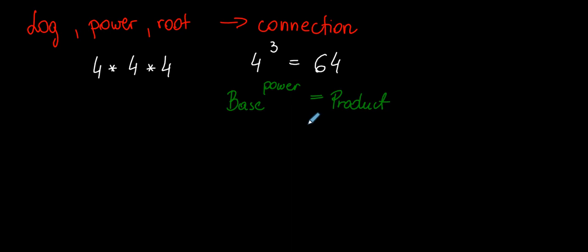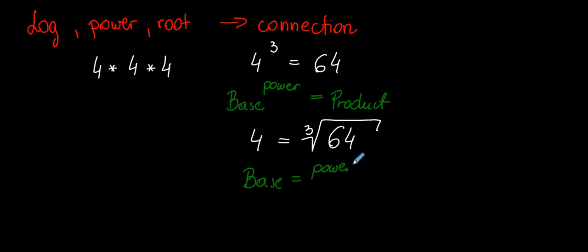Now, how about if I am looking for the base? If I am looking for 4, we will say 4 will equal the cubic root of 64. So again, let's put our words into it. That means that base will equal power, and then that will give me the number of the root, and then I put the product.